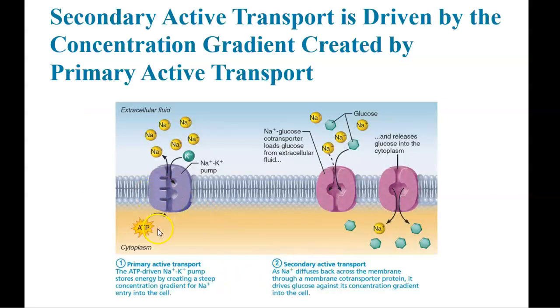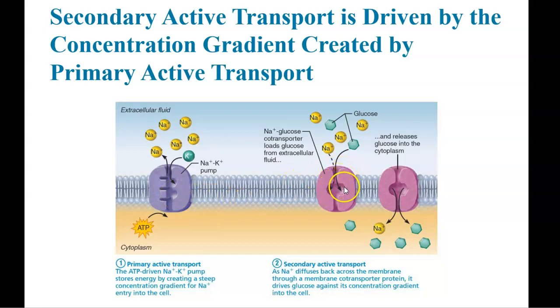So starting here with the primary active transport, this is the one that's going to create a concentration gradient for sodium. So it starts off by pumping the sodium out of the cell. It'll pump 3 sodium molecules out of the cell, and it'll take in 2 potassium molecules.